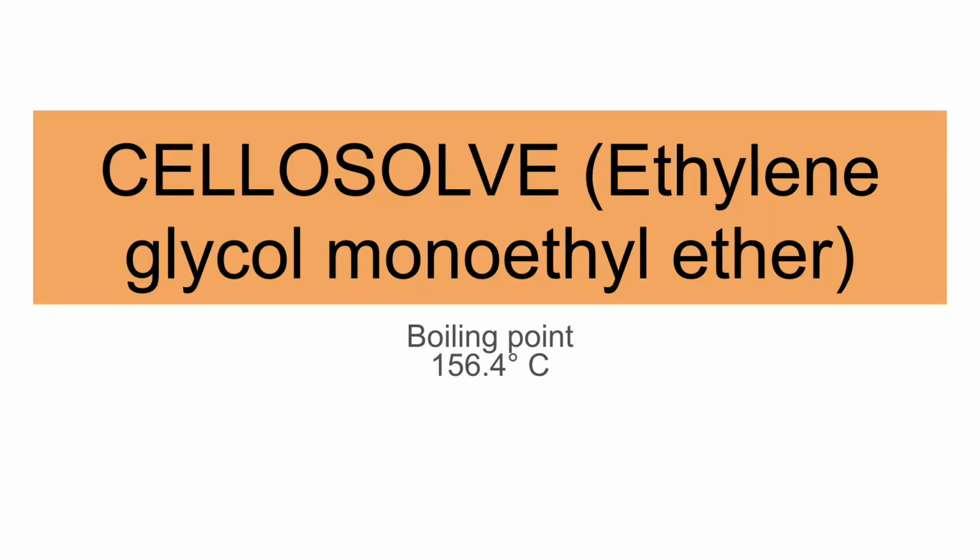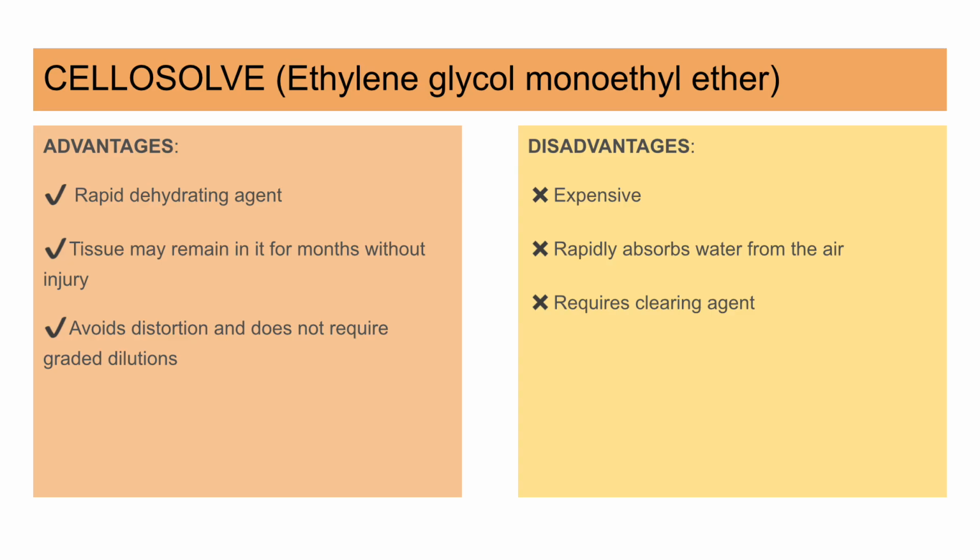Next is Cellosolve or ethylene glycol monoethyl ether with a boiling point of 156.4 degrees Celsius. Cellosolve is a rapid dehydrating agent. Tissues may remain in it for months, and it avoids distortion and does not require graded dilutions. However, it is expensive, rapidly absorbs water from the air, and requires a clearing agent.